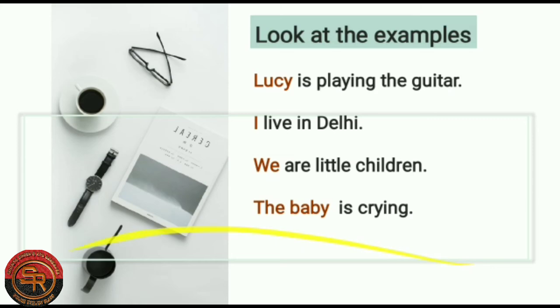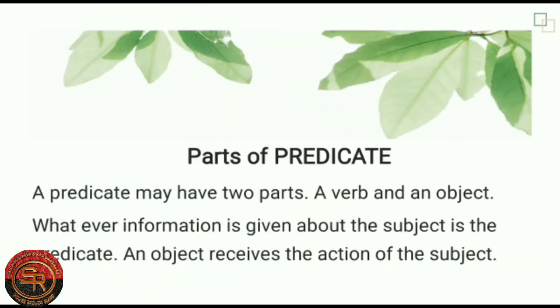In a similar way, let's understand the parts of a predicate. A predicate may have two parts, a verb and an object. Whatever information is given about the subject is the predicate, and the object receives the action of the subject. Now we have to understand what an object is. Previously, while discussing the predicate, I told you that whatever is told about the subject is the predicate. Now, we know that there is always some extra information about the subject in the predicate part.